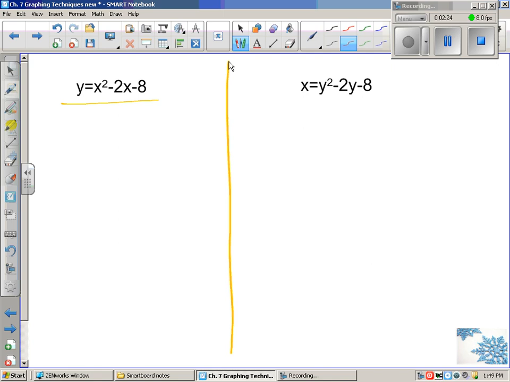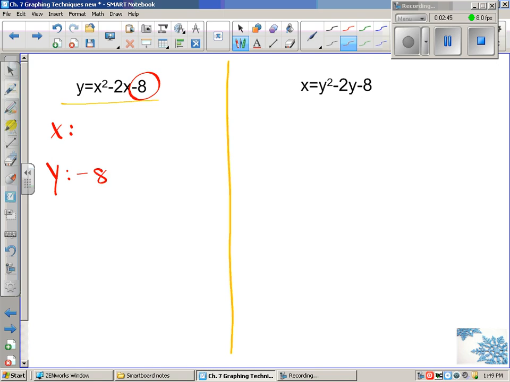Great. Okay. Step number 1, whenever we're solving for a parabola, is to find the what? X and y intercept. Nice job, Nick. So the x-intercept and the y-intercept. The y-intercept is pretty obvious here, right? It's negative 8. We good with that?